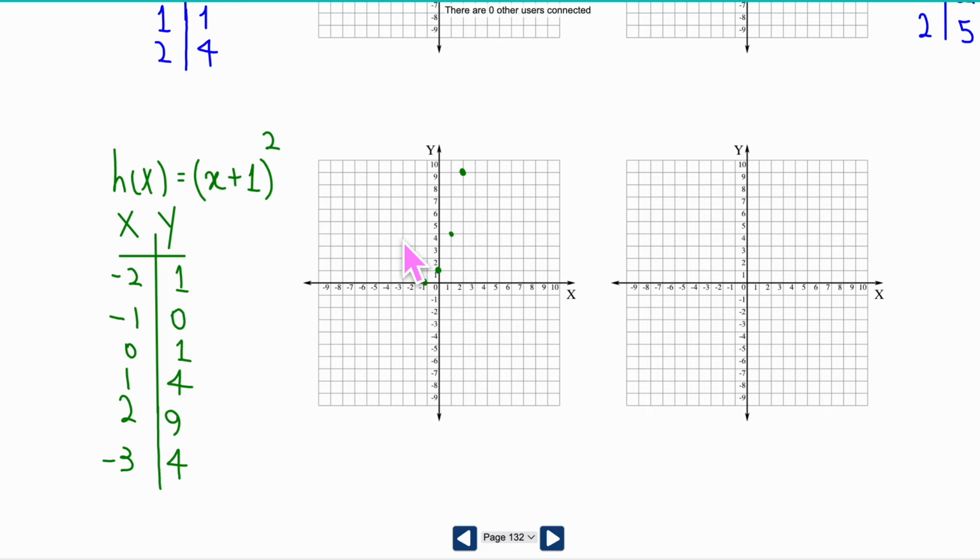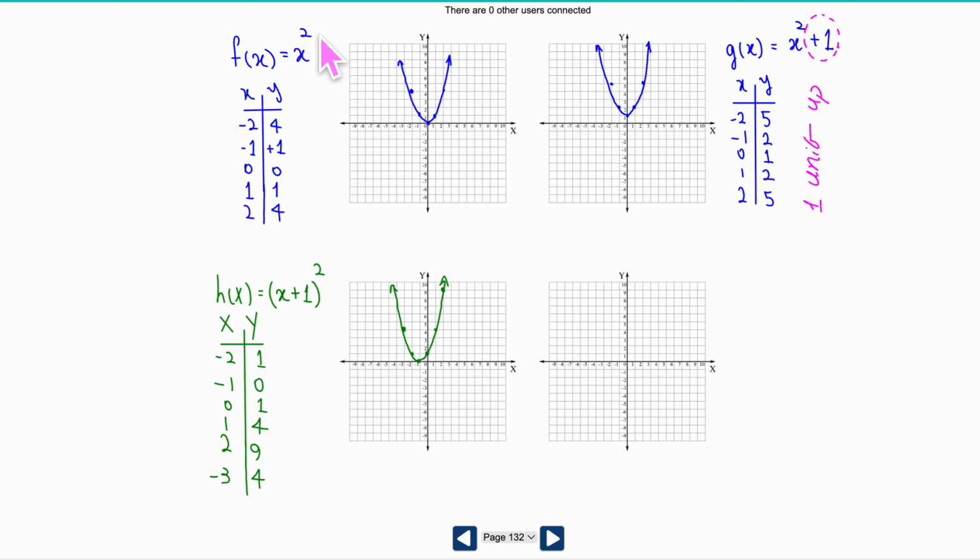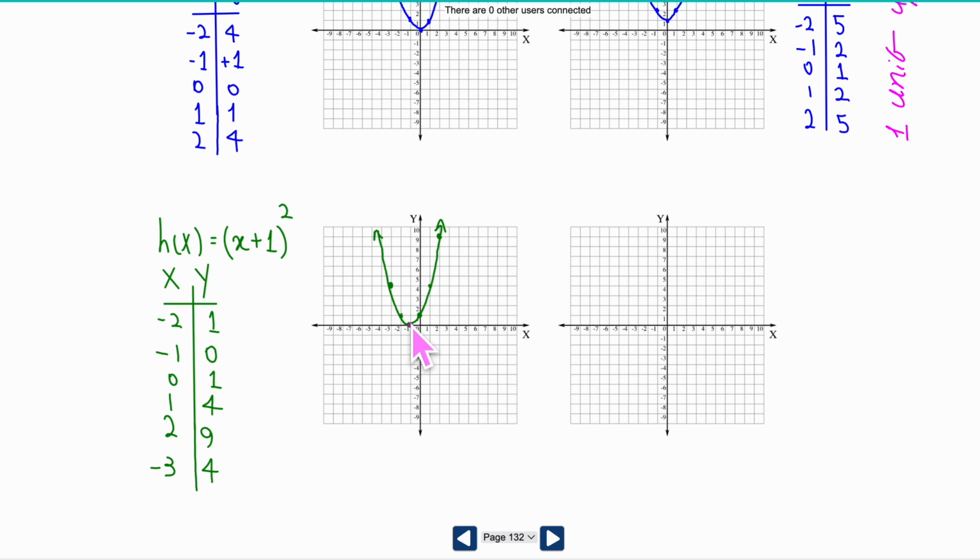Right, I have a better picture on what's happening. There we go. What happened compared to the parent function, or the simplest format of the function, which started here at 0 and 0, or at the origin? This time we're starting here at -1 and 0.